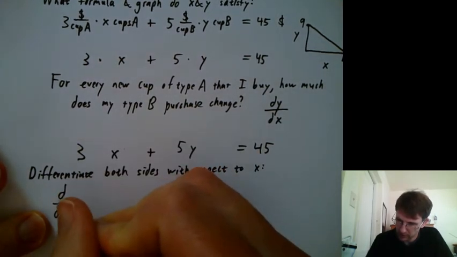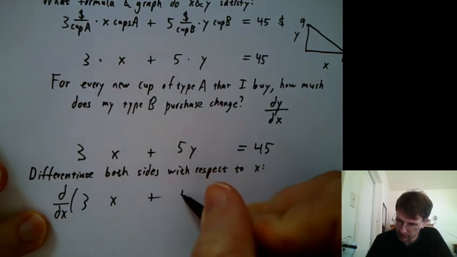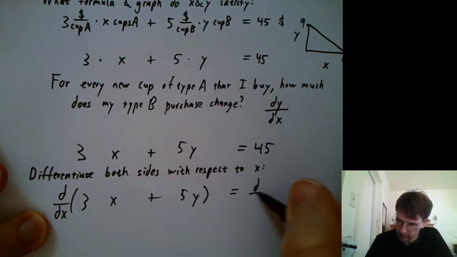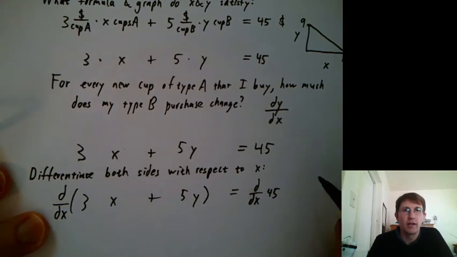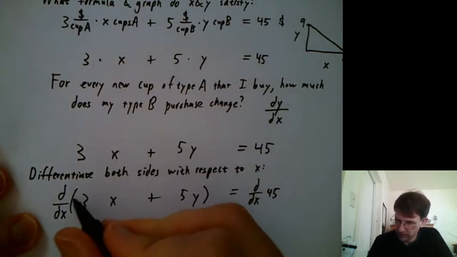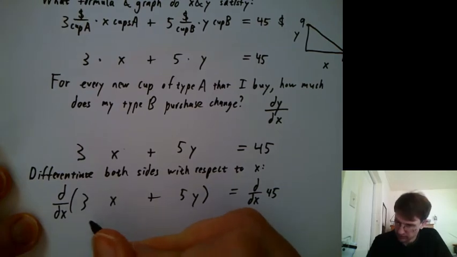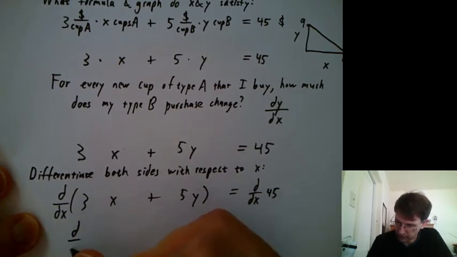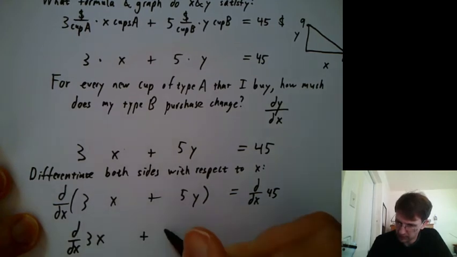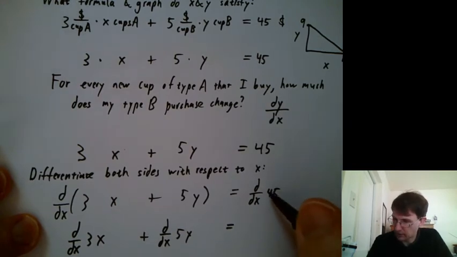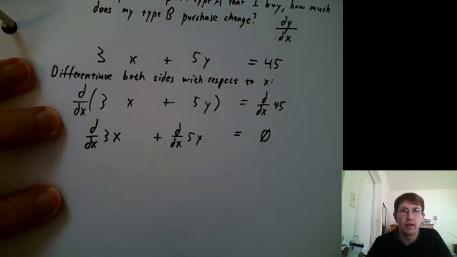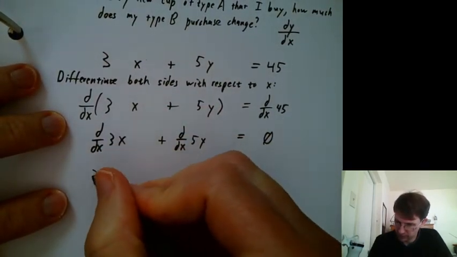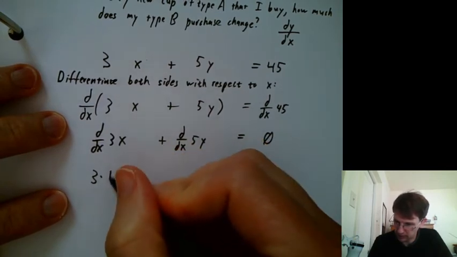So we could just write d dx of 3x plus 5y equals d over dx of 45. And then let's actually apply this derivative. What is the derivative of 3x? Well, I guess we could show ourselves just kind of distributing it. d dx 3x plus d dx 5y. And then what's d dx of 45? Well, 45 is a constant, so its derivative is 0. And then what's the derivative of 3x? It's 3 times d dx of x, so that's 1.